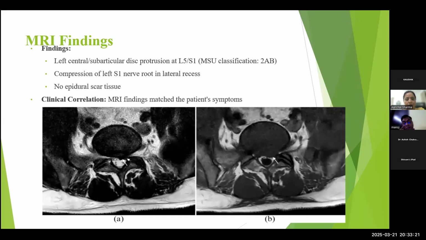In the MRI findings, as you can see, this is a T2 weighted axial scan at the L5-S1 disc level, and this is a T1 weighted image at the L5-S1 disc level. According to the MSU classification, the Michigan State University classification for disc herniation, it is 2AB, because the disc herniation is moderate and compressing the central and paracentral subarticular region, which is the lateral recess, also seen in the T1 weighted images. These MRI findings match the patient's symptoms.